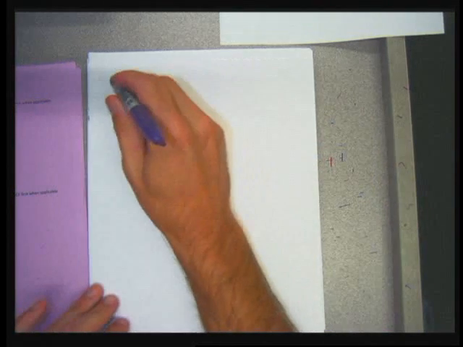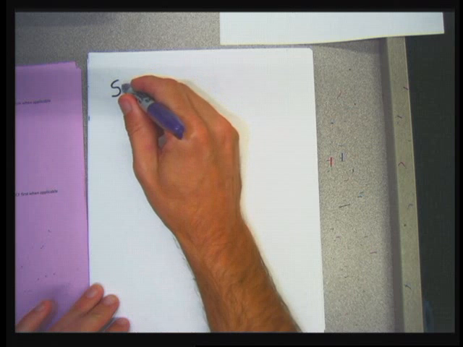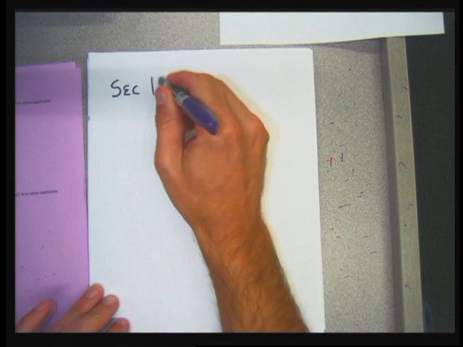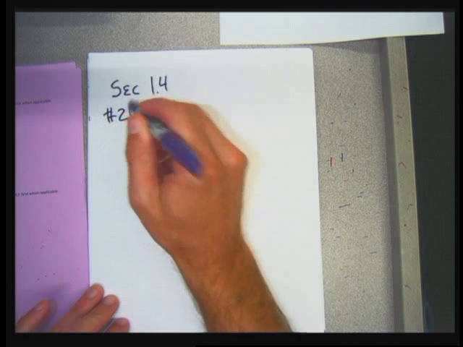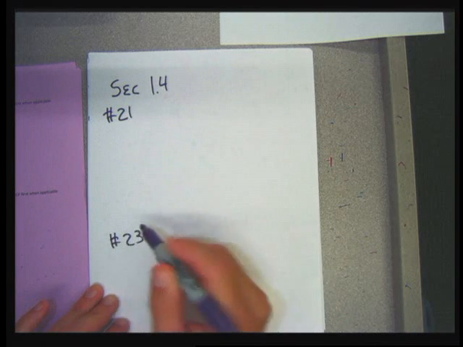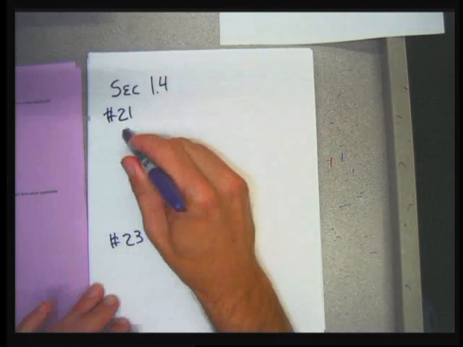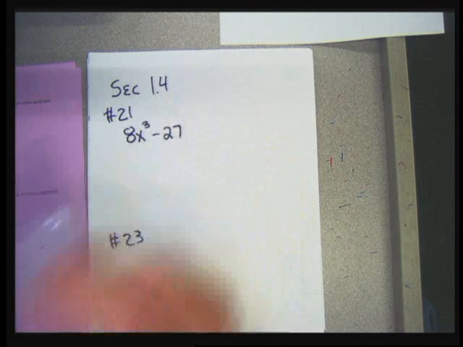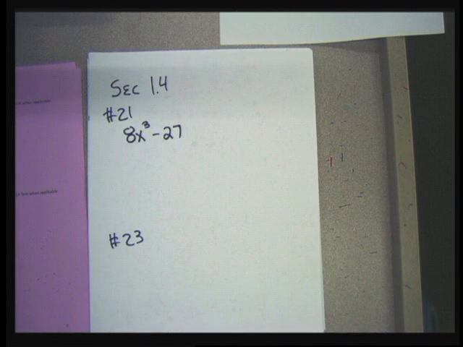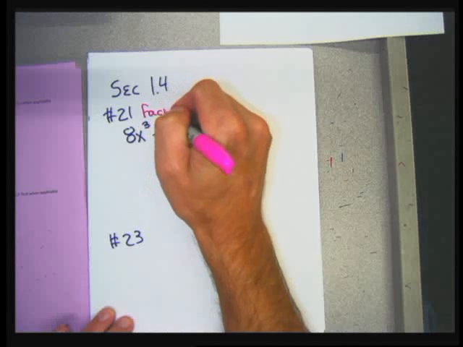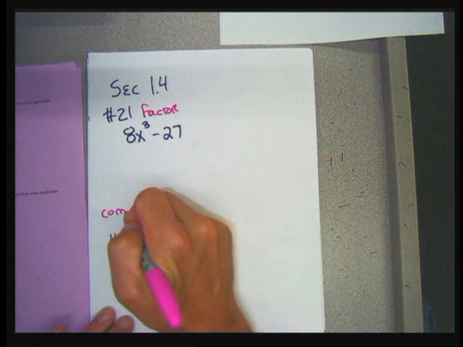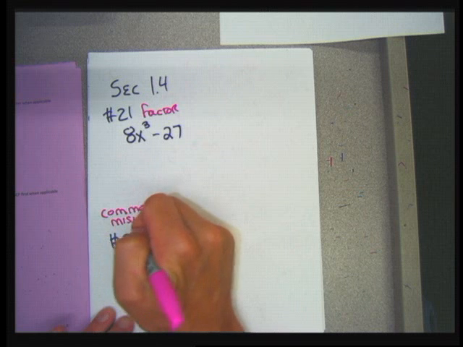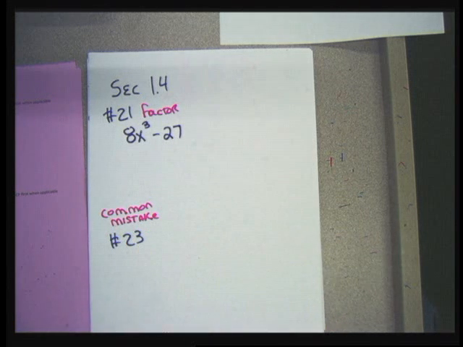So 21 and 23 in this section are both cube problems, and they're kind of hidden cube problems. 23 is more hidden, but section 1.4, number 21 and 23 are cube problems. 23 is probably a little more advanced than I'd expect to see on the test, but 21 is very, very test-worthy. If you were asked to factor this, because the exponent has a 3, you might notice that it's a cube problem.